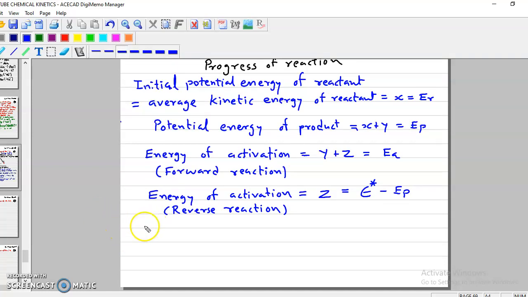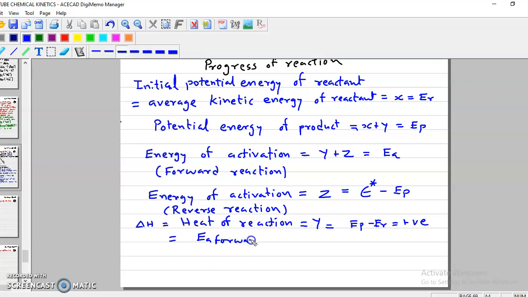And delta H, that is heat of reaction, is equal to Y, which is EP minus ER, and as it is positive, it is endothermic reaction. Okay, or it is also equals to energy of forward reaction minus activation energy of reverse reaction.